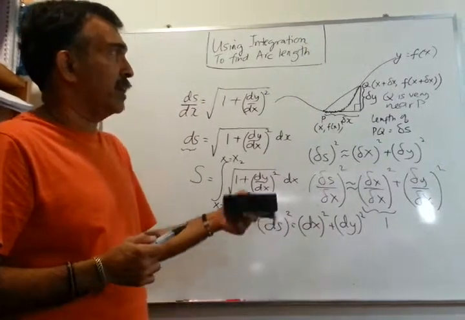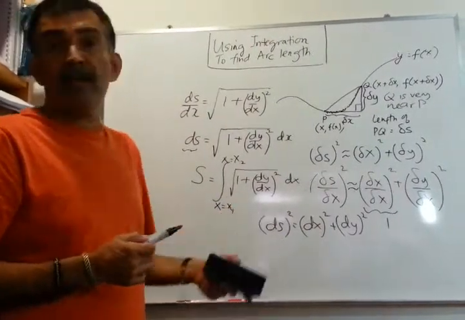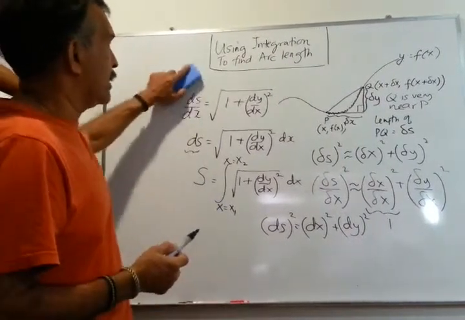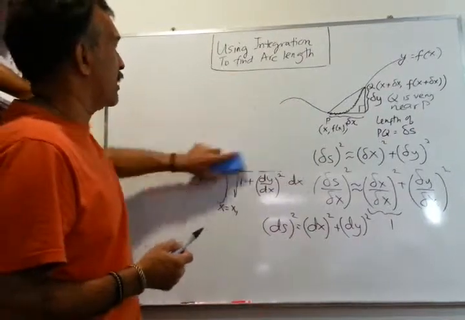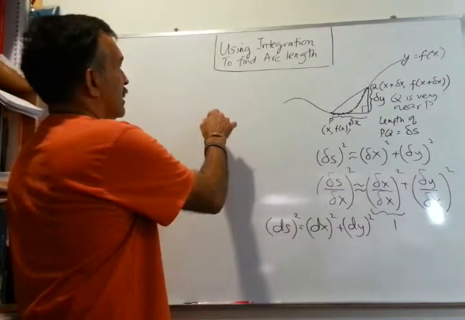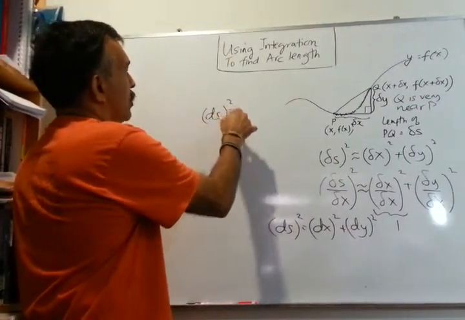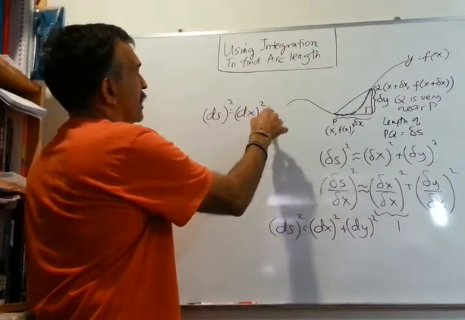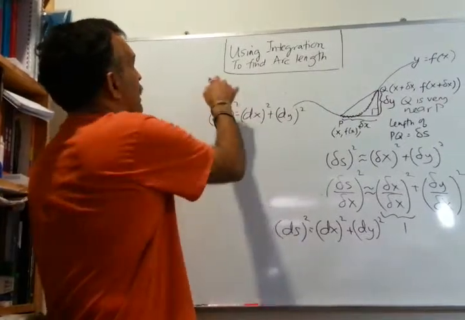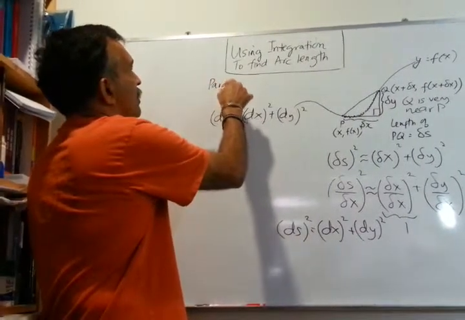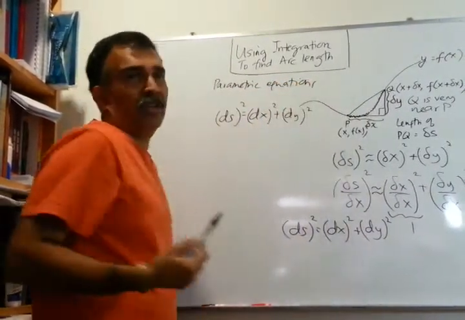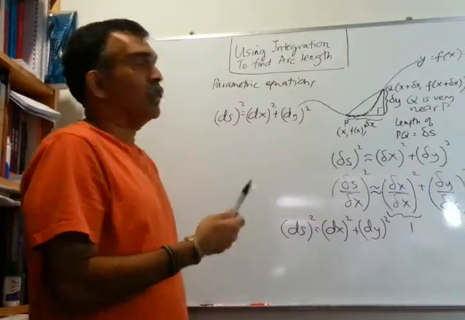Sometimes in your exam, your equation may be expressed in parametric form. So let's deal with that. It only takes us a minute or so to derive that formula. A convenient starting point would be ds squared equals dx squared plus dy squared. Now if we deal with parametric equations, that means x and y are given in terms of a third variable.